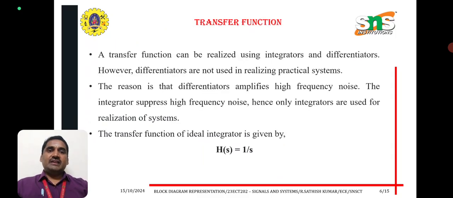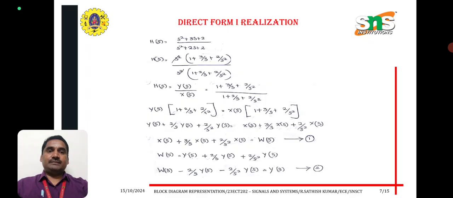Transfer function can be realized using integrators and differentiators. Differentiators are not used in realizing practical systems. The reason is that they can amplify the high frequency noise. The integrator suppresses the high frequency noise. Hence, only integrators are used for realization of systems. And the transfer function of an ideal integrator is given by H of s is equal to 1 by s.